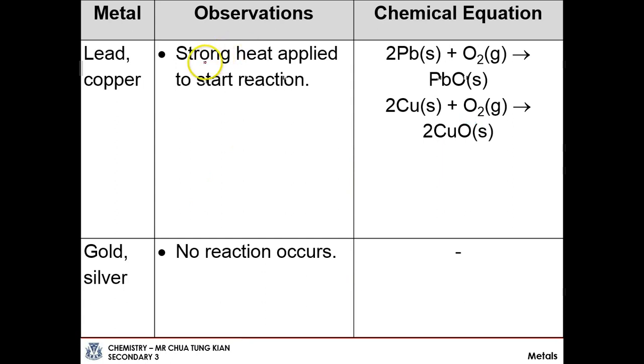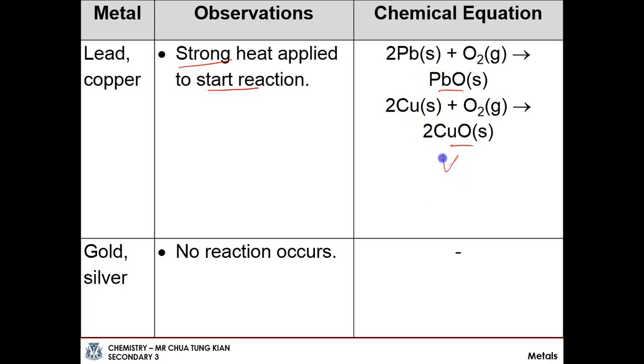Lead, copper, you must apply strong heat to start the reaction. There's no vigorous observations because it is relatively unreactive. And like all the other more reactive metals, you get the oxide form. Copper oxide, lead oxide, PbO and CuO.